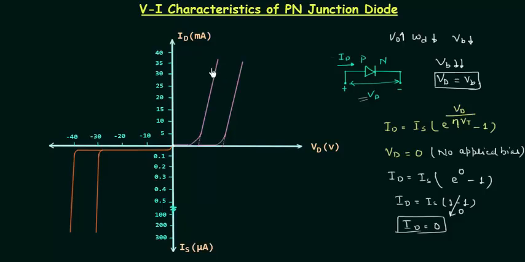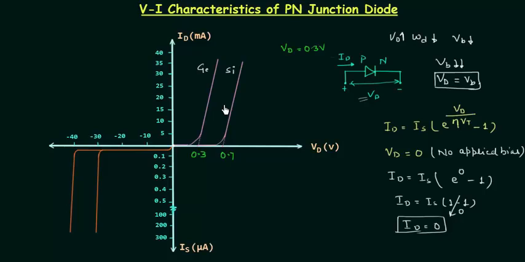This is the plot for germanium and this is the plot for silicon. In the case of germanium, the barrier potential is 0.3 volts, and in the case of silicon, the barrier potential is 0.7 volts. If we consider germanium, if VD is equal to 0.3 volts, it means VD is equal to the barrier potential. There is a flood of electrons crossing the junction and the current will increase rapidly, and if you increase VD further, the current will increase exponentially.